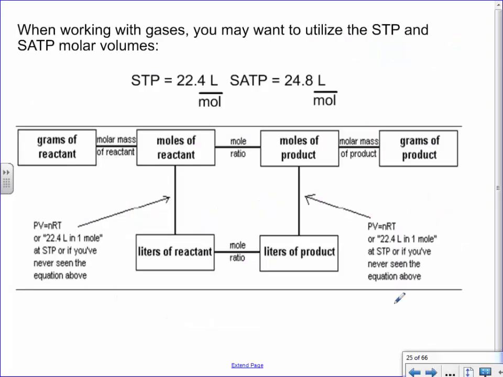Okay, well, what I want to do now is let's try to not just always go from grams to moles to moles to grams. I found this picture online. What we could do is we could throw in things like liters. And we've actually learned a liters number from our previous unit.